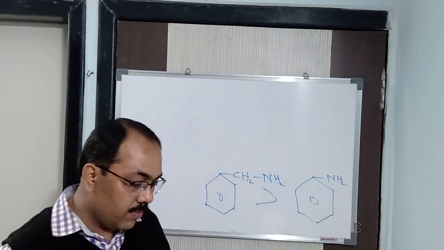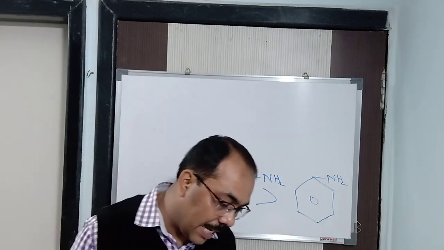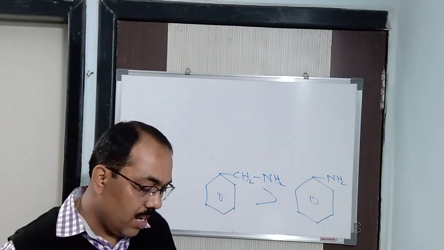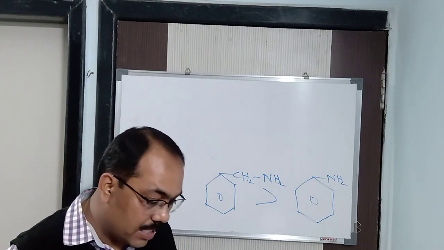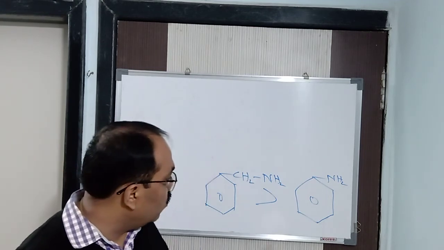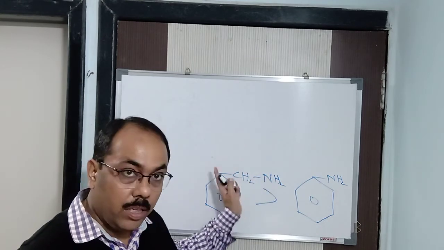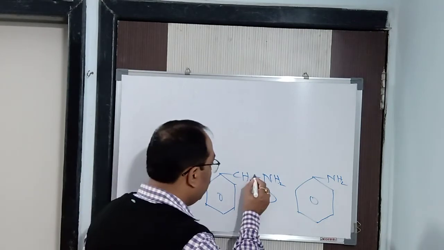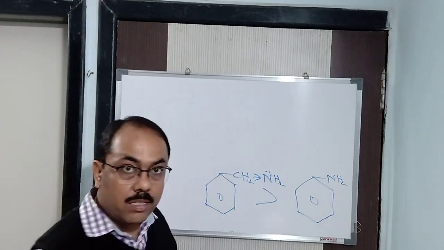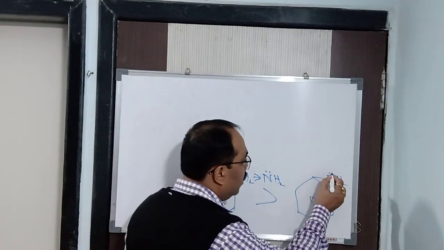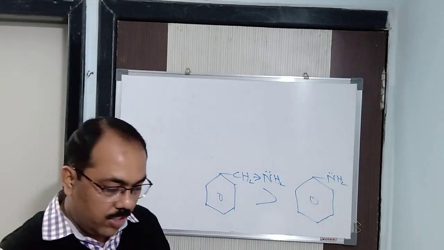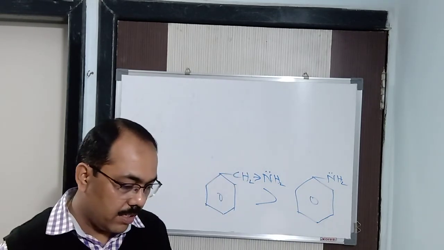Hence, alkyl groups are electron releasing groups and increase the electron density at the nitrogen atom through the plus I effect. Electron donor increases electron density at the nitrogen atom. But here the benzene ring will withdraw electron density.